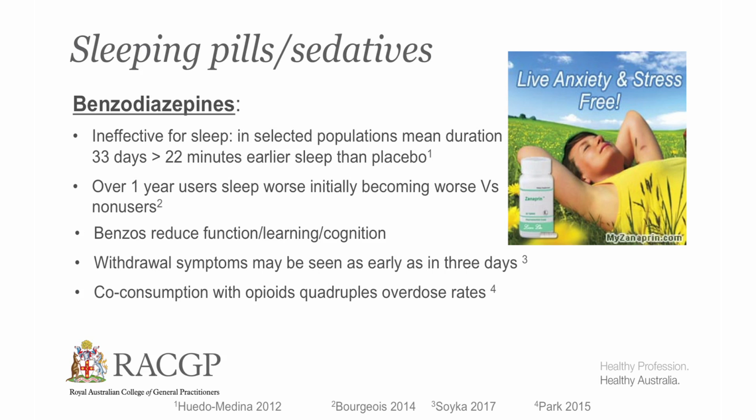Those people in nursing homes who were using benzodiazepines for sleep had worse sleep than people who weren't using benzos at the initial cross-section. At 1 year, their sleep got worse relative to the non-users. And also, they've got lots of other side effects, including the issue about overdose we talked about before. Next slide, please.